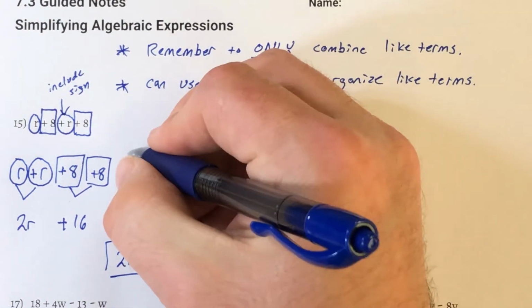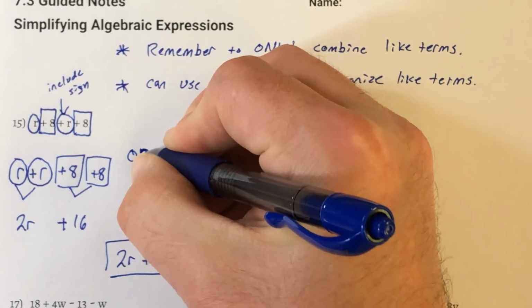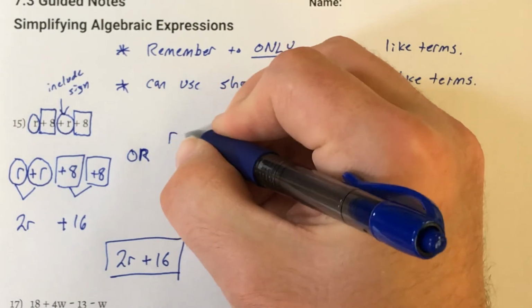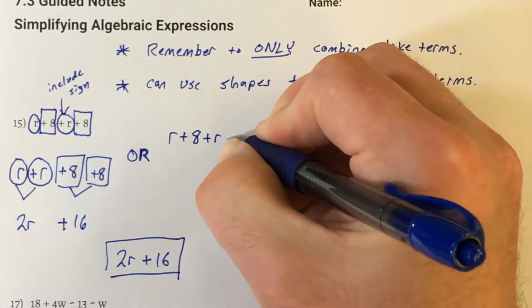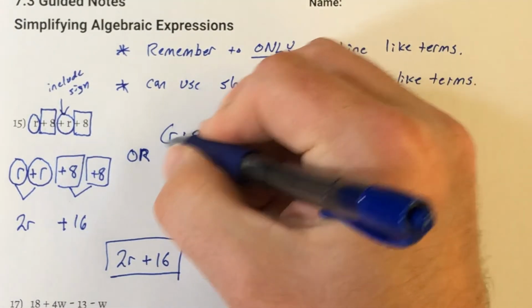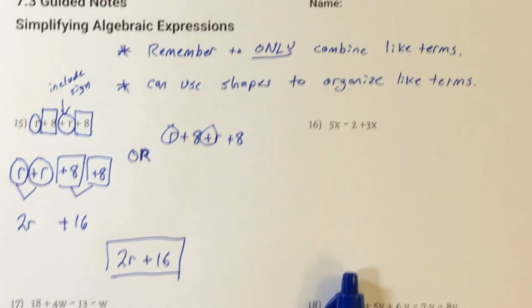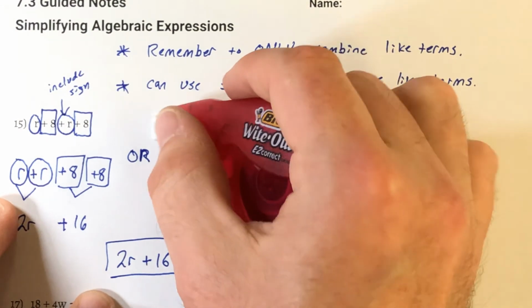All right, I said there was another way you could do this. This is what I usually do. So I have my r plus 8 plus r plus 8. I will use shapes sometimes, so r and positive r are like each other, and that's horrible. Let me fix that. I'm not circling signs.